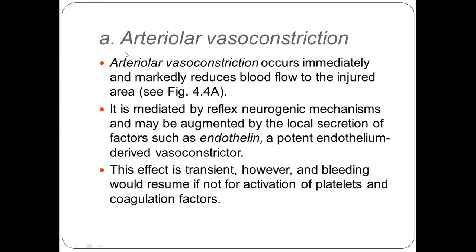First of all, arteriolar vasoconstriction. Arteriolar vasoconstriction occurs immediately and markedly reduces blood flow to the injured area. It is mediated by a reflex neurogenic mechanism and may be augmented by the local secretion of factors such as endothelin, a potent endothelium-derived vasoconstrictor. So it is mediated by a reflex neurogenic mechanism and augmented by endothelin. This effect is transient, however, and bleeding will resume if not for activation of platelets and coagulation factors.